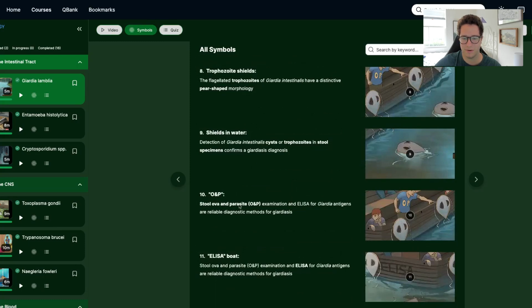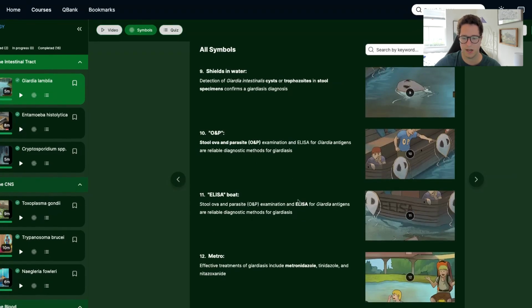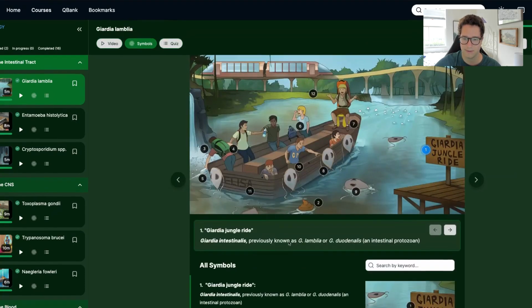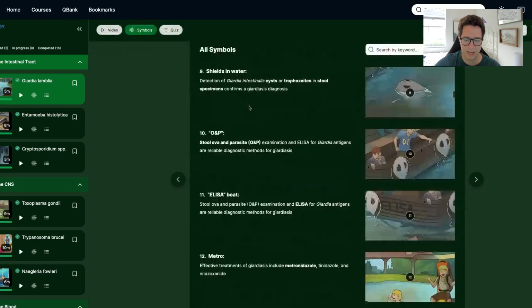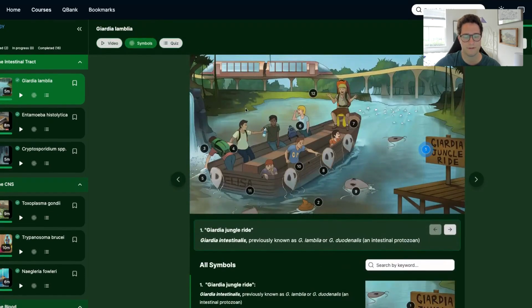So we do a stool O and P, ova and parasite, to look for it and for the Giardia antigens. And then we use metronidazole. So that's why the metro is going in the back. This was just a quick way. Again, this sketch only has 12 symbols. That took me like 45 seconds to go through. It makes me feel so much more comfortable answering questions about Giardia. So even if you got the question right, go back and review the sketch just quickly. It'll help on future questions, I promise.